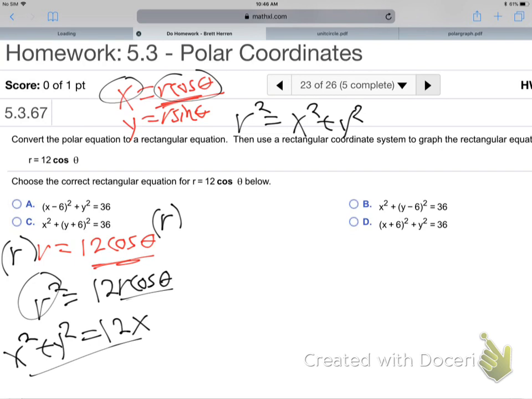Now, they've done some fancy footwork with completing the square, like Wendy was mentioning. One of these is the same as what we have here. Which one is it? Yeah, you know how you can tell? If I was to bring this 12x over, it'd be x squared minus 12x plus y squared is 0. Do you see that? Do you remember completing the square? They've completed the square is what they've done.